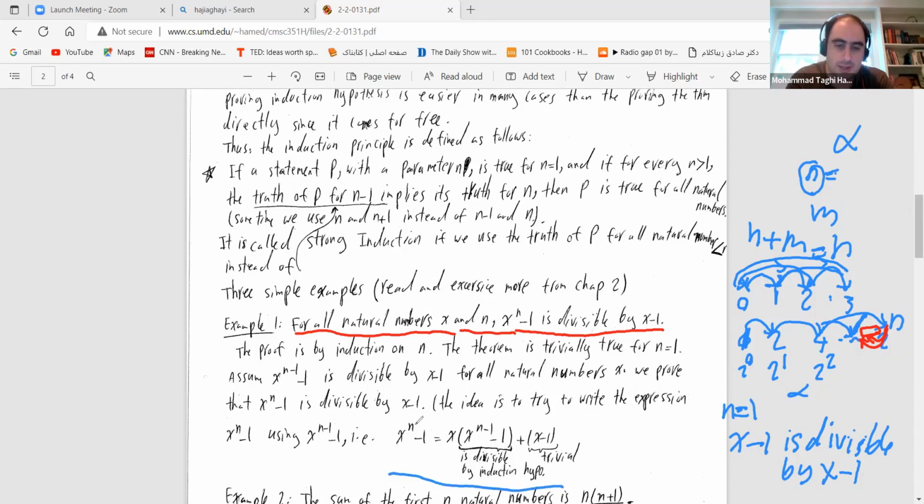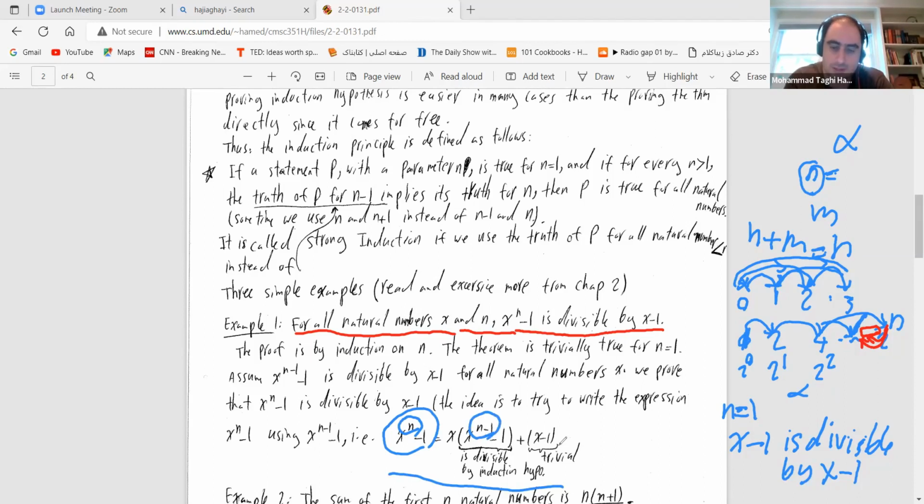So I will just write x^n minus 1. This is a simple example. You can just factor x there. You can write it like this, plus x minus 1. So now, where do we use the hypothesis? This is x^n minus 1, x^n. So we are doing this for n, and we turn it to n minus 1.